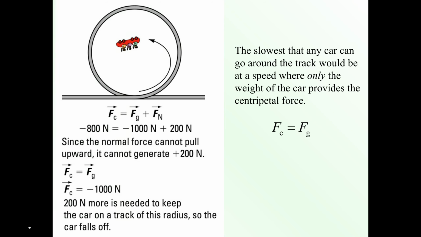Okay, so the slowest that any car can go around the track would be at the speed where only the weight of the car provides the centripetal force.